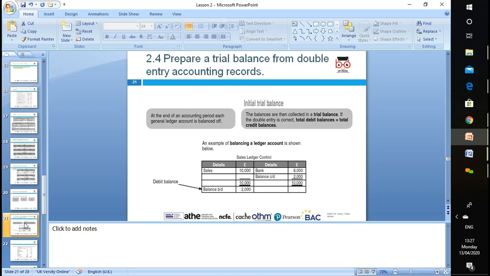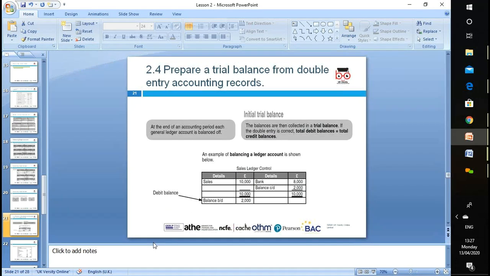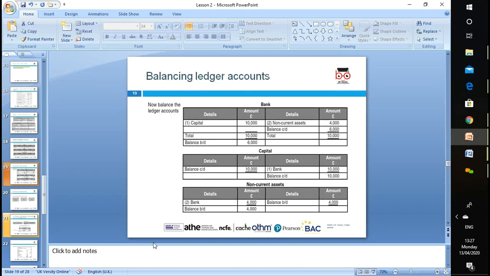So we need to look at the preparation of the trial balance, as we said earlier and discussed. The trial balance is prepared by the bookkeeper. If you're a bookkeeper, you prepare the trial balance. So we prepare the ledgers, and all the ledger balances need to balance.